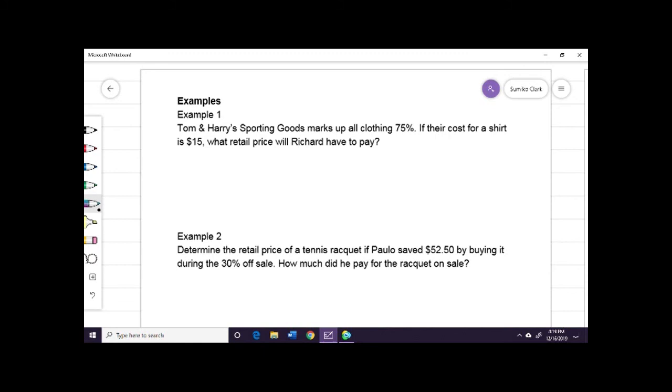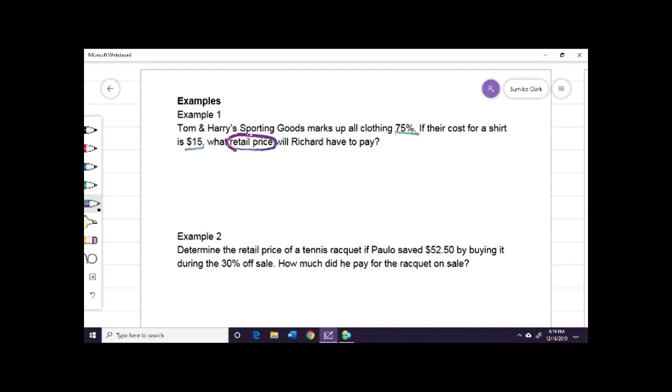Okay, so example 1. Tom and Harry Sporting Goods marks up all clothing 75%. If their cost for a shirt is $15, what retail price will Richard have to pay? And so we had a bunch of equations or formulas that we could plug things into. And so we want to know the retail price, and we have the cost and we have the markup.